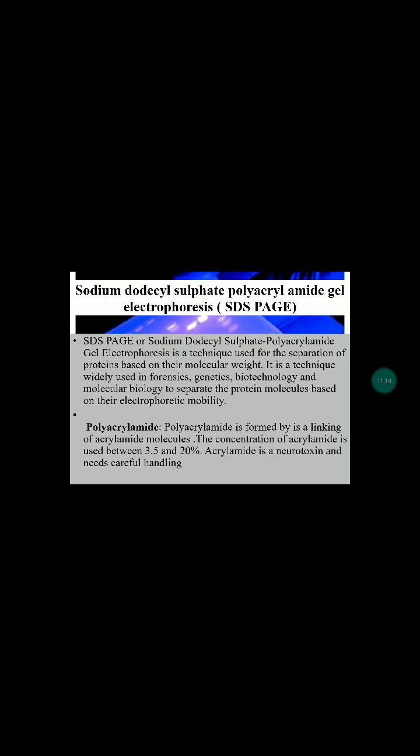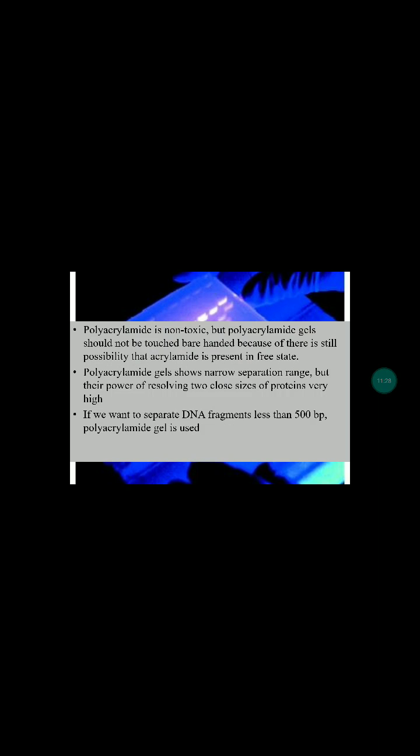Polyacrylamide is formed by linking of acrylamide molecules. The concentration of acrylamide used is between 3.5 and 20%. Acrylamide is a neurotoxin and needs careful handling. Polyacrylamide is non-toxic, but polyacrylamide gels should not be touched bare-handed because there is still a possibility that acrylamide is present in a free state.